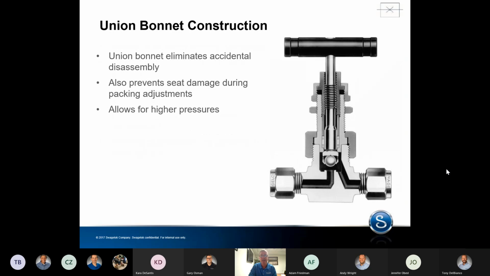In union bonnet construction, the bonnet is connected to the body with a bonnet nut. This design eliminates the potential for accidental disassembly when making packing adjustments. It also prevents seat damage when making packing adjustments. And this style is good for higher pressure applications.